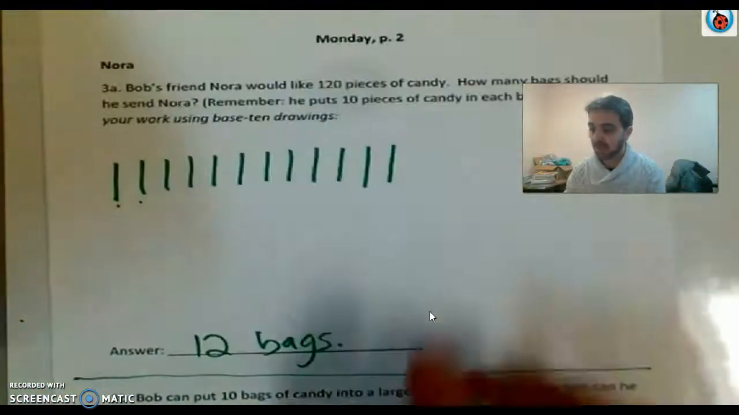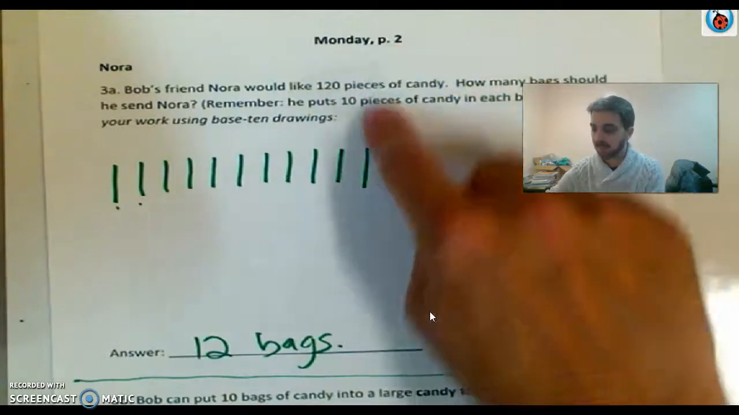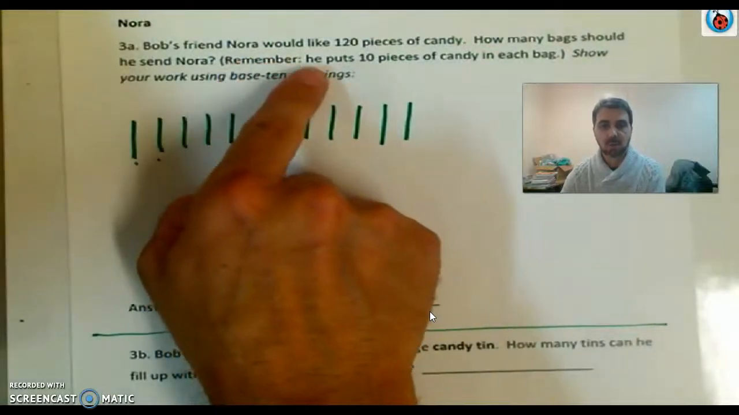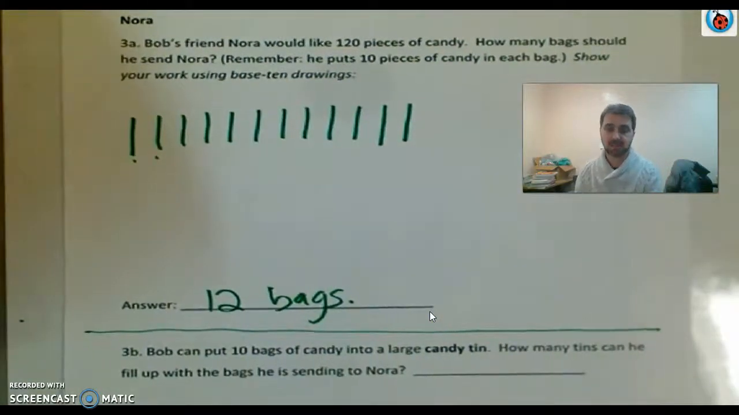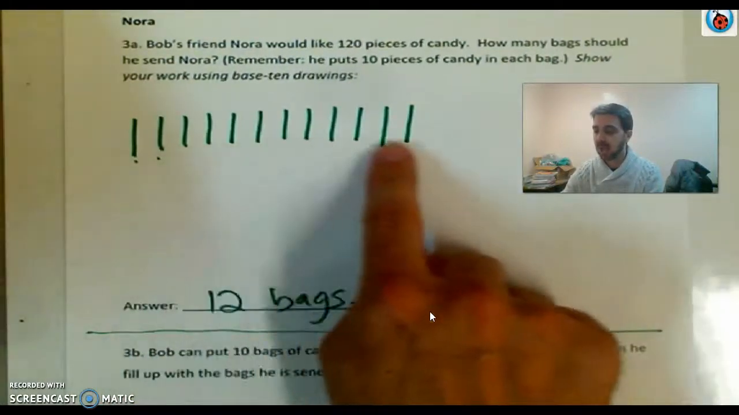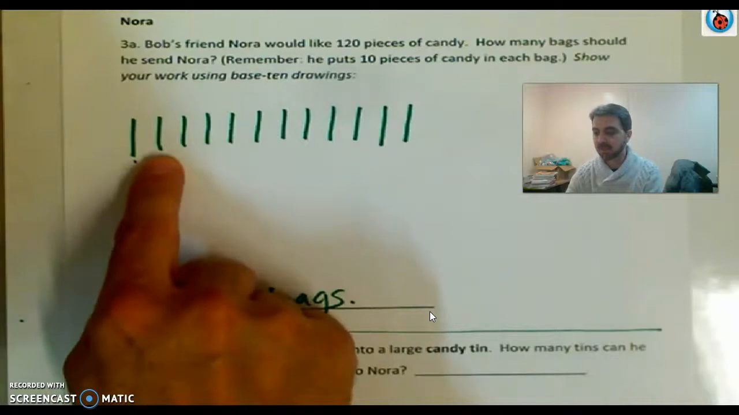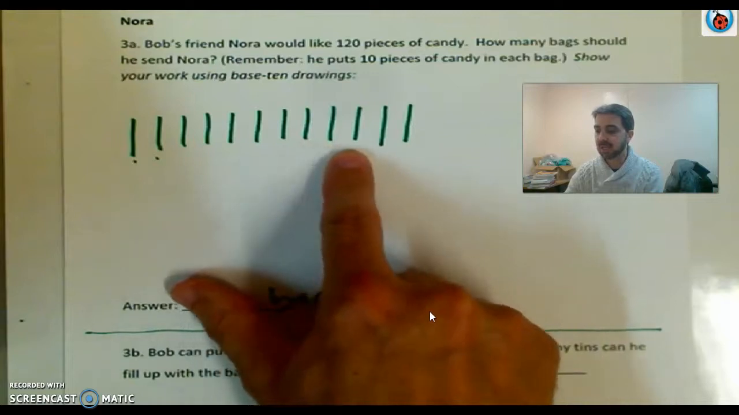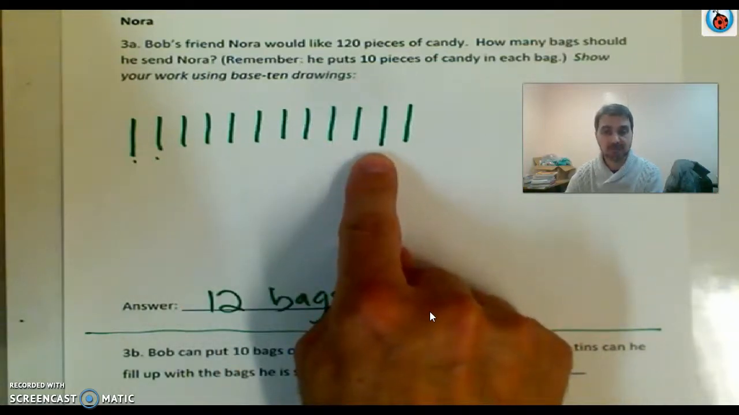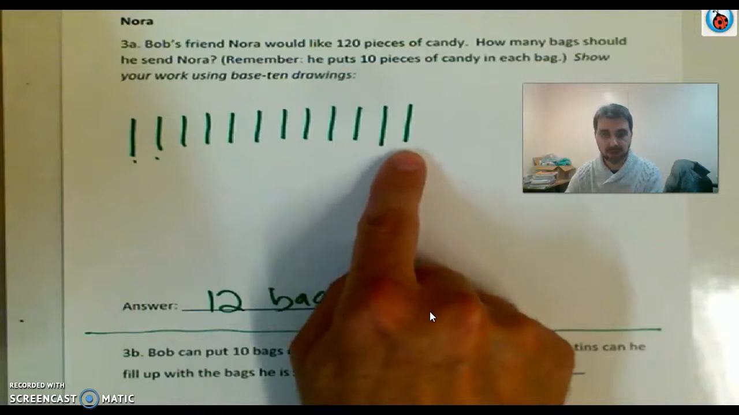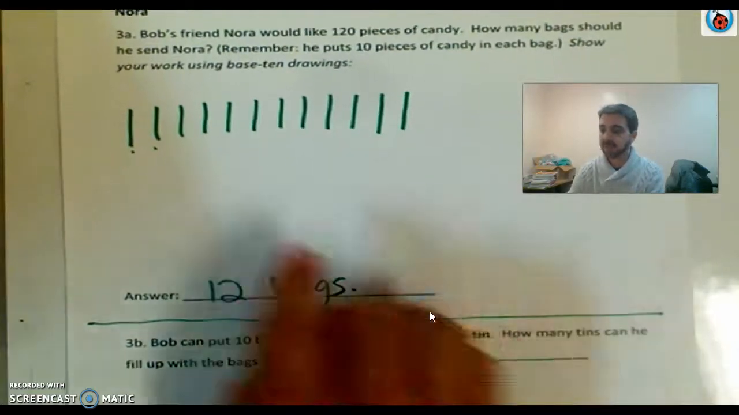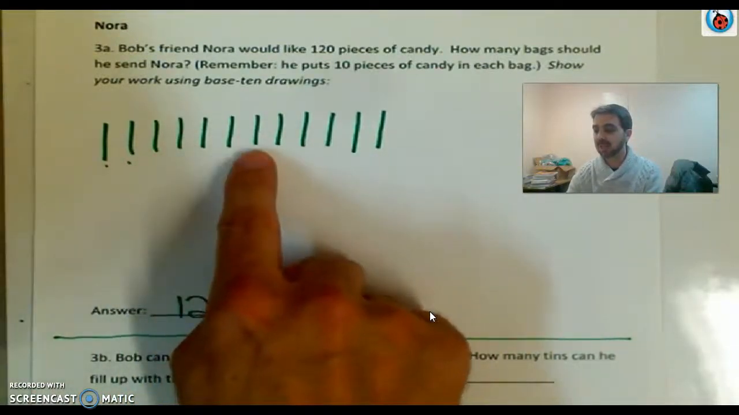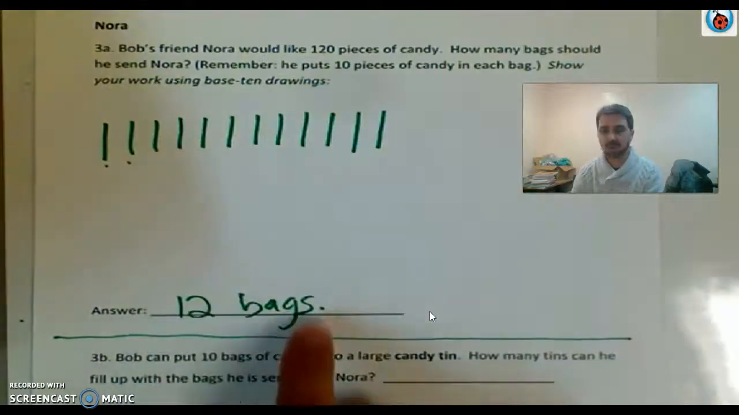Yesterday, it should say Monday, page 2 at the top. We figured out that Bob's friend Nora wanted 120 pieces of candy. So here's how many bags that would be. 10, 20, 30, 40, count with me please. 50, 60, 70, 80, 90, 100, 110, 120. Okay? So that means that would be 12 bags. Because you can count 1, 2, 3, 4, 5, 6, 7, 8, 9, 10, 11, 12. Okay, so it's 12 bags.